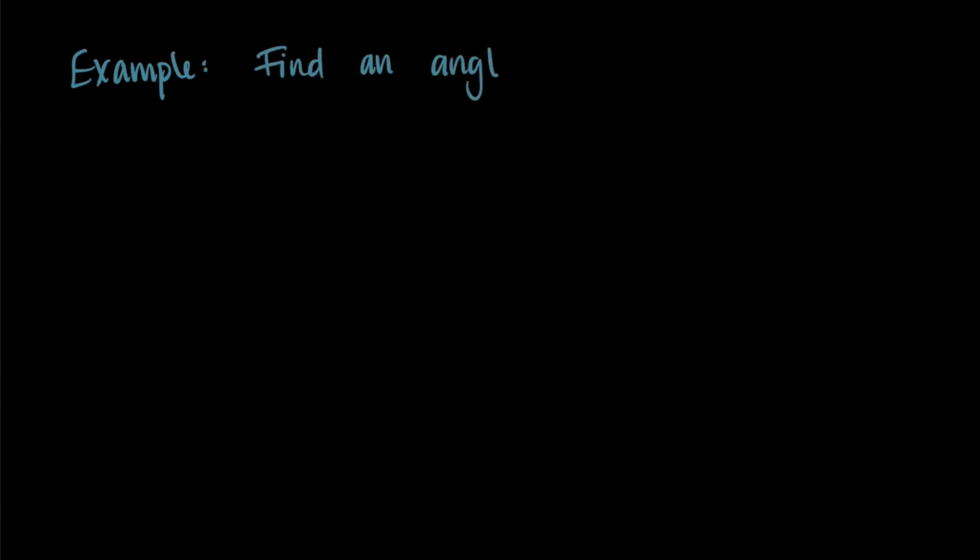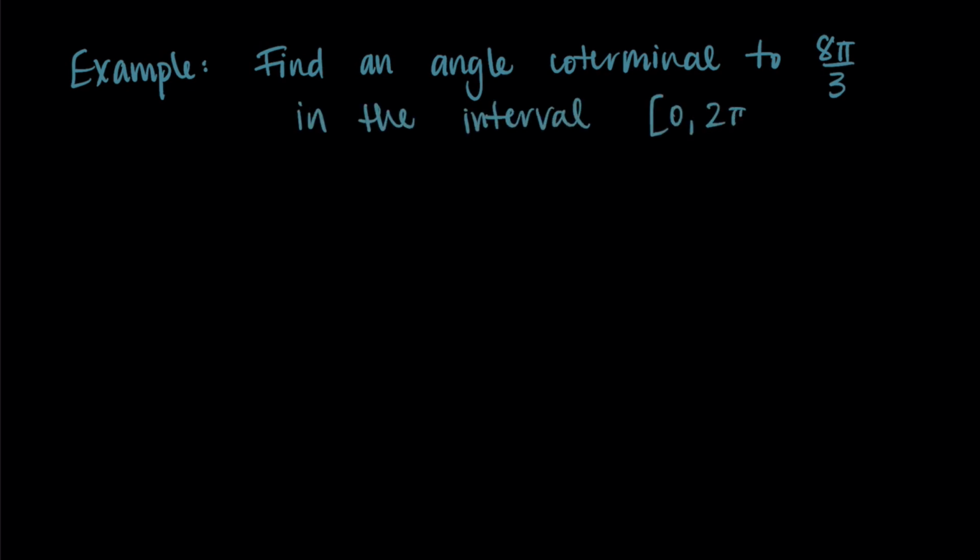Let's say that we want to find an angle that is coterminal to 8 pi over 3 in the interval from 0 to 2 pi. So we're starting with 8 pi over 3, and we need to get a coterminal angle. A good thing to practice when you're working with radians is to think of what 2 pi is in terms of your fraction. My fraction has a denominator of 3, so 6 pi over 3 is 2 pi.